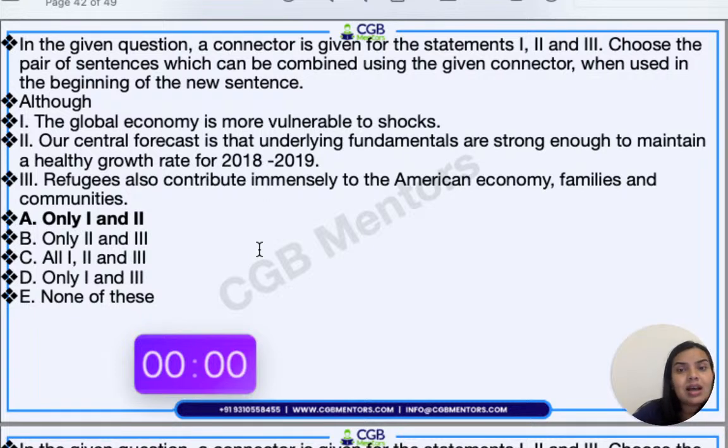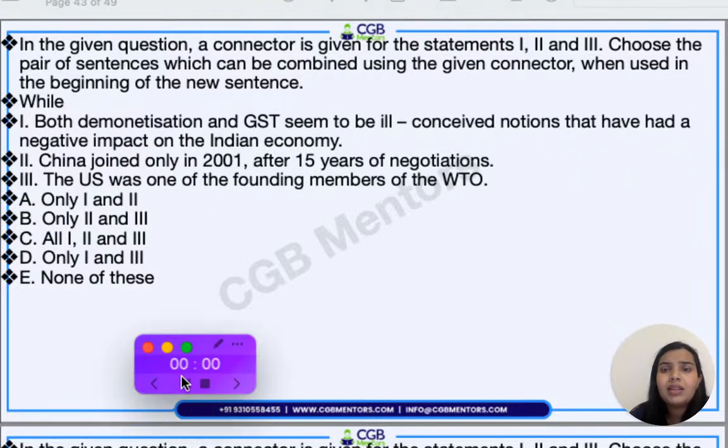तो वो चीज आपको चेक करनी है. Like in this case, refugees also contribute to American economy. That gives no sense. Economy से related दो sentences हैं, but this third one is totally out of the context, out of the blue एकदम से बोल दिया.